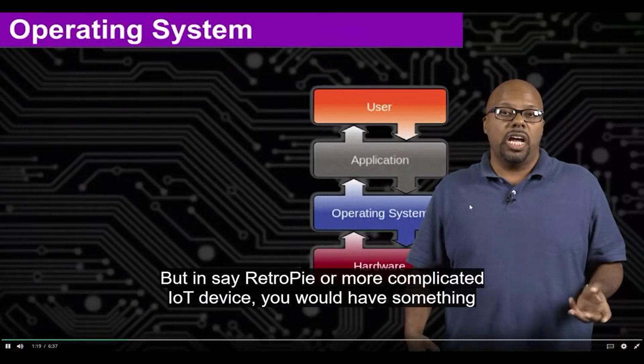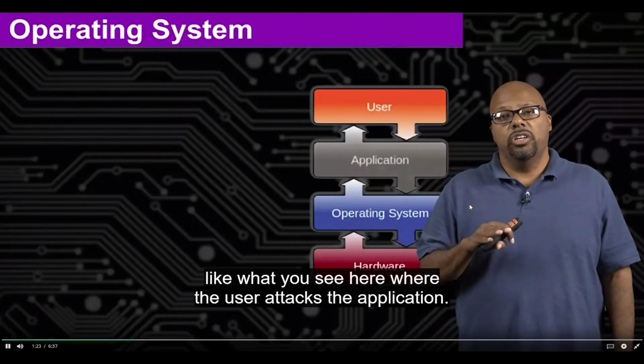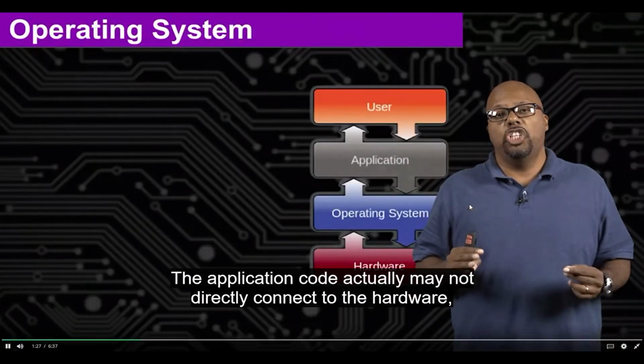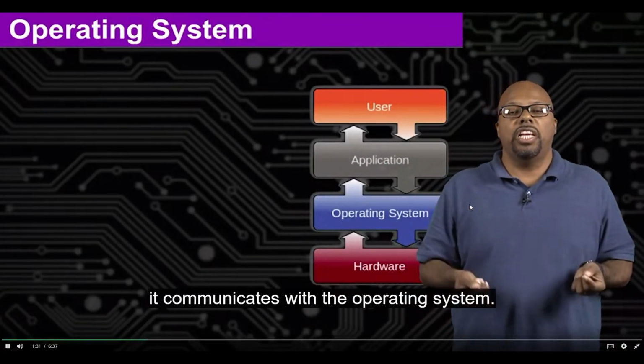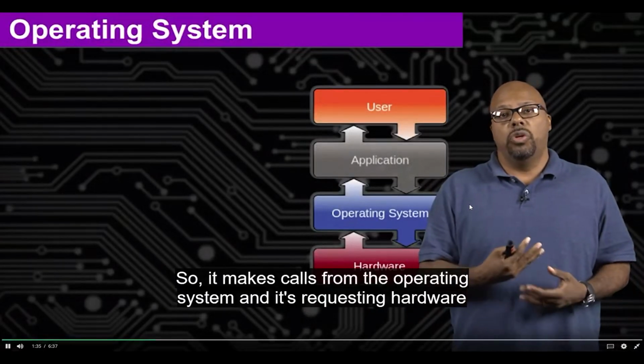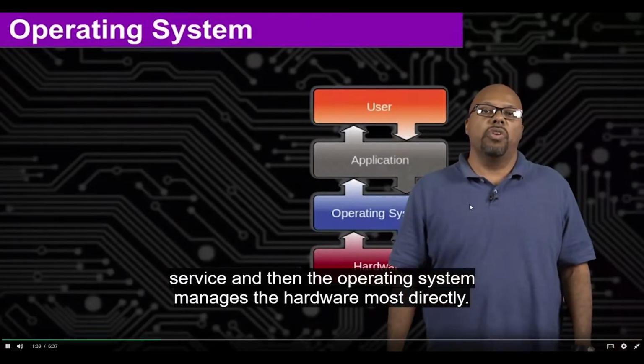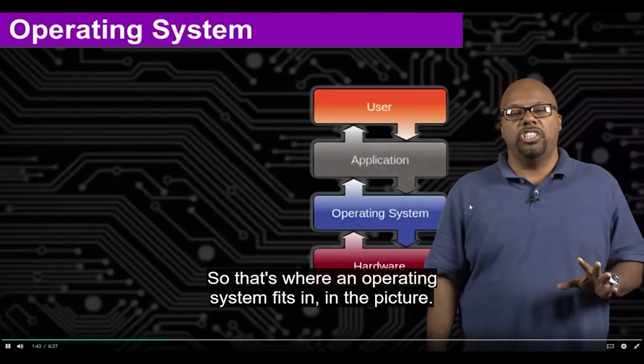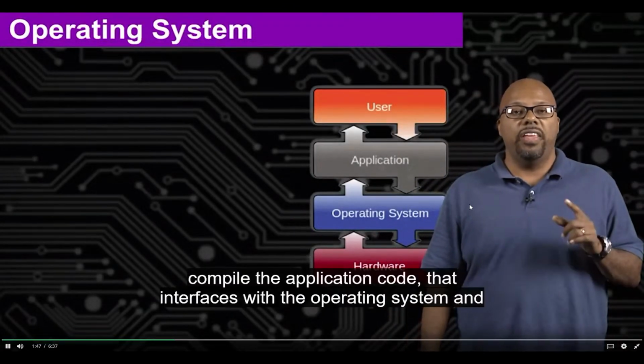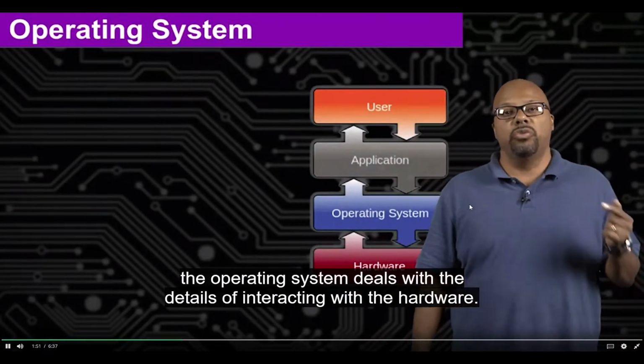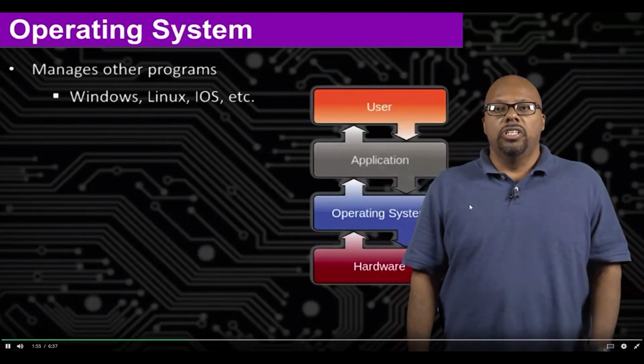But in, say, a Raspberry Pi or a more complicated IoT device, you would have something like what you see here, where the user talks to the application code, which may not directly connect to the hardware. It communicates with the operating system. It makes calls to the operating system requesting hardware services, and the operating system manages the hardware most directly. So that's where an operating system fits in the picture: the code that you write and compile, the application code, interfaces with the operating system, and the operating system deals with the details of interacting with the hardware. So it manages other programs.